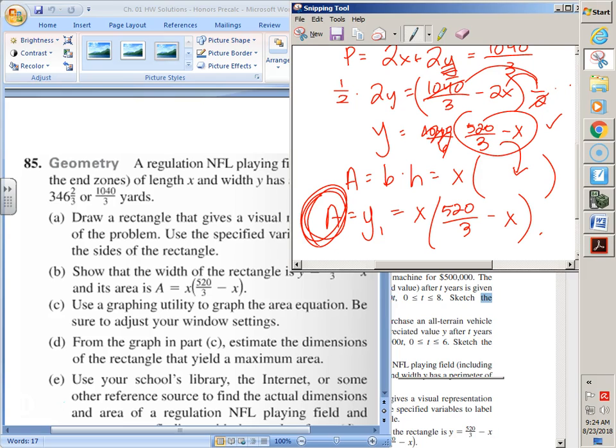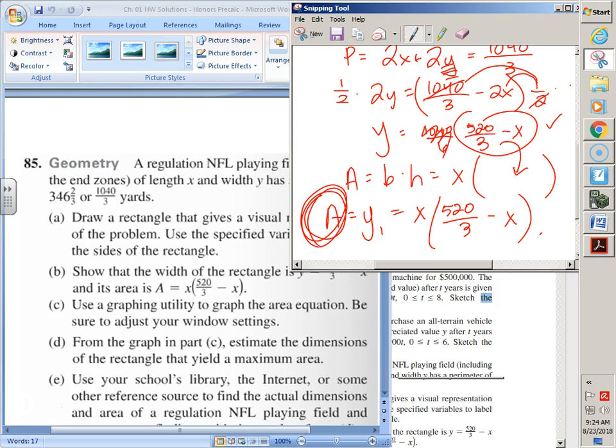So you would need to go up to like 10,000. Now, why am I having you get a nice picture? Well, letter C says sketch, or get a nice picture, but sketch it to show that you did it. And D says find the max using your calculator. Austin.